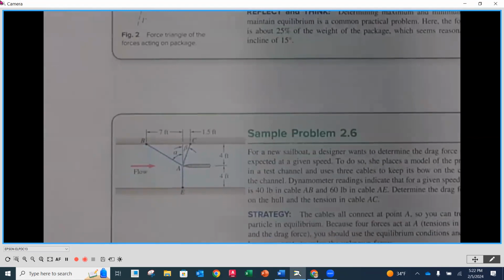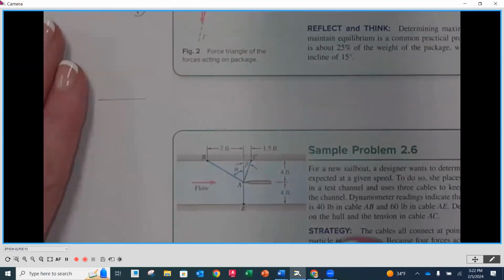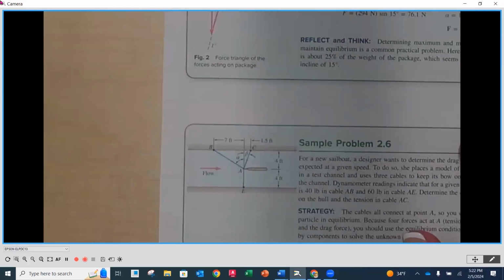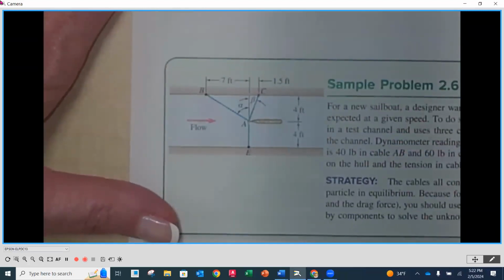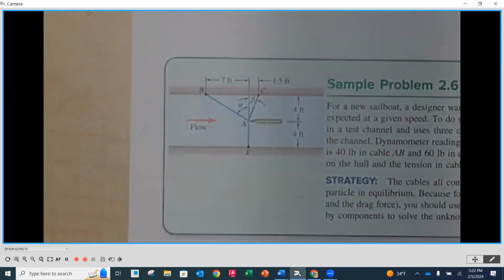So go ahead and calculate beta and alpha. And we'll see what we end up getting. Make sure that we can all get the same answer. So I'm going to kind of do it on the side here, but I'll keep this up here in case you need to look at the illustration. Okay, so find angles alpha and beta.